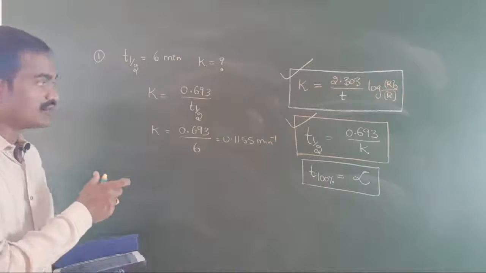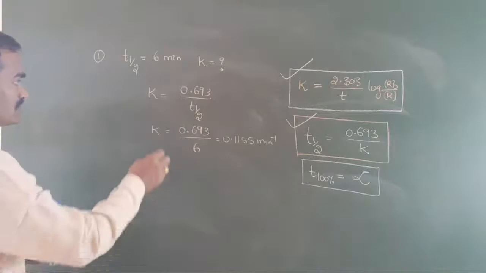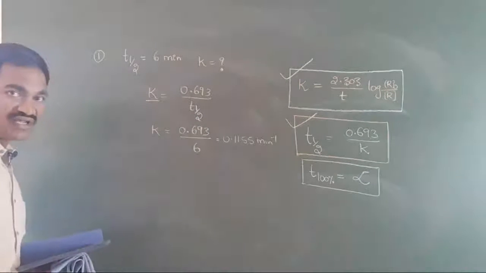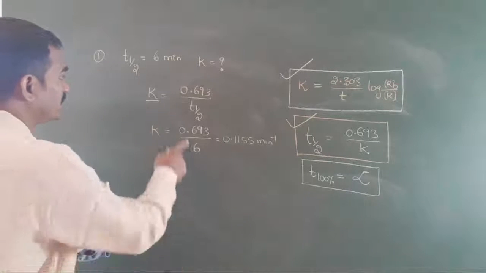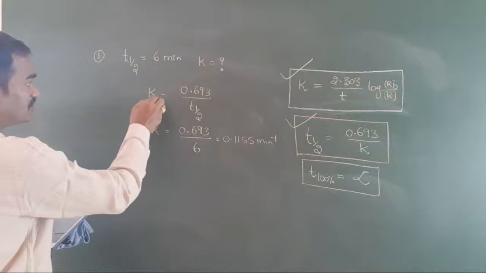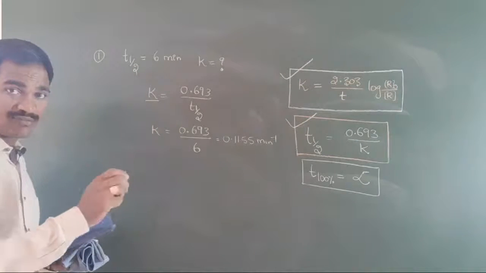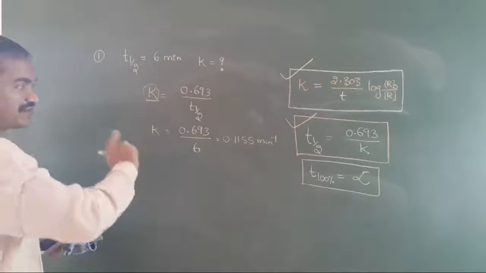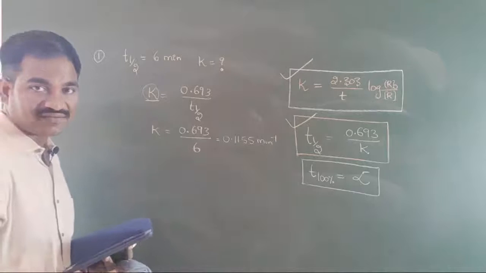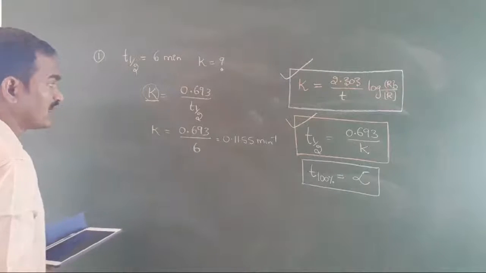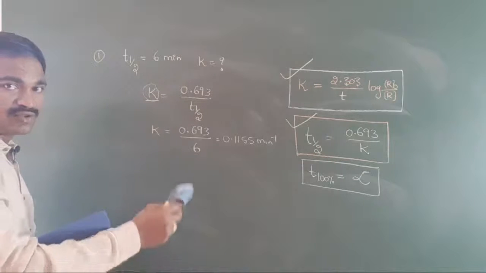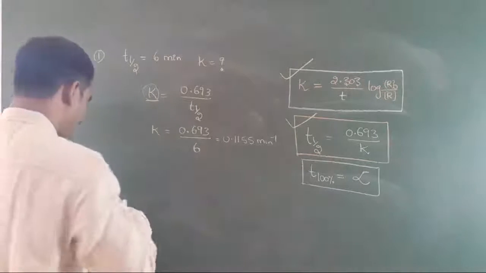So this is one simple model. They'll ask for K and they will give the half-life. Sometimes they'll give the K value and they'll ask for the half-life. So we have to take it like that. Is it clear? So now coming to the next model. In the next model question, we need to use 2 formulas.